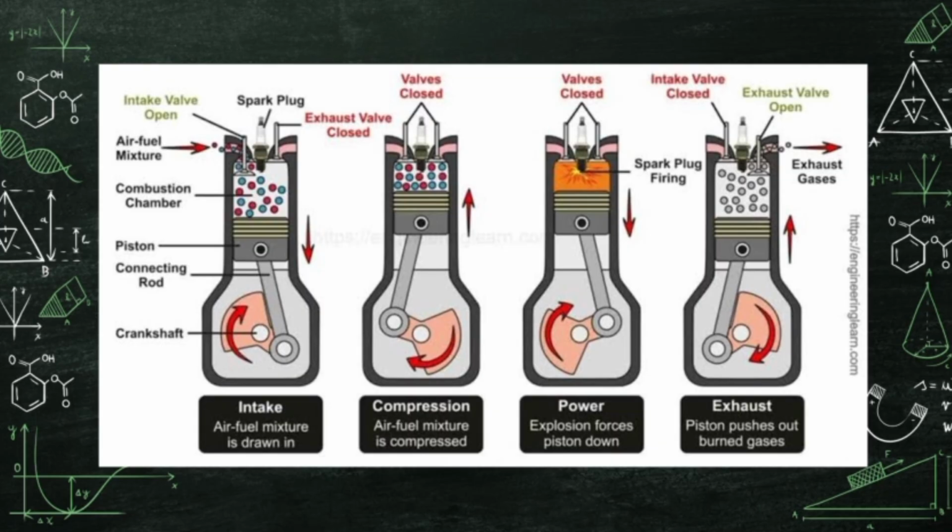Next, I have a picture to show to you. This picture shows how a gasoline engine works. There are 4 strokes. The first is the intake stroke. This is where the air-fuel mixture enters the cylinder. Second is the compression stroke. The piston compresses the mixture to prepare it for combustion. The third one is the power stroke. The spark plug ignites the mixture, creating an explosion that pushes the piston downward.